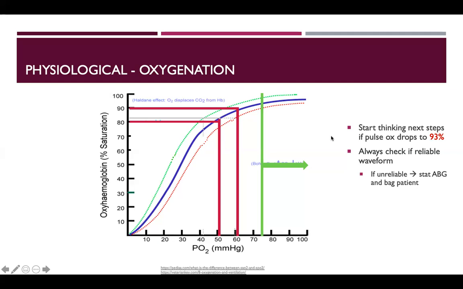But this comes with a caveat. I mentioned at the beginning that I'm just assuming that my pulse ox is the correct representation of my saturation right now. But you should always check for a reliable waveform, which I'm going to talk about in the next slide. And of course, if your pulse ox is at like 50 and the patient's not doing so well, then you would bag the patient, get a STAT ABG, look for the cause, that kind of stuff. But we're not going to talk about that right now.